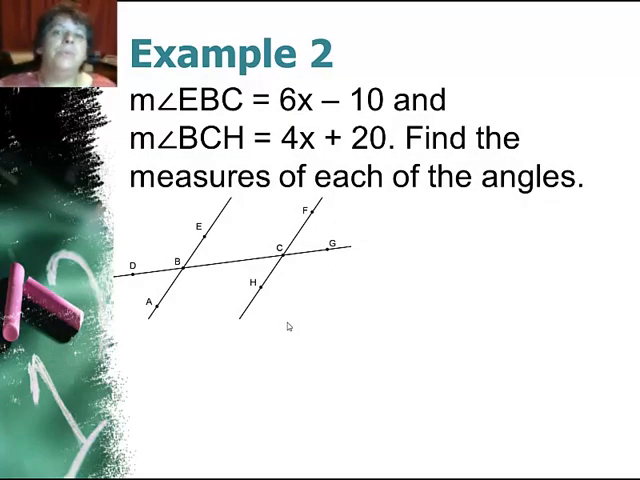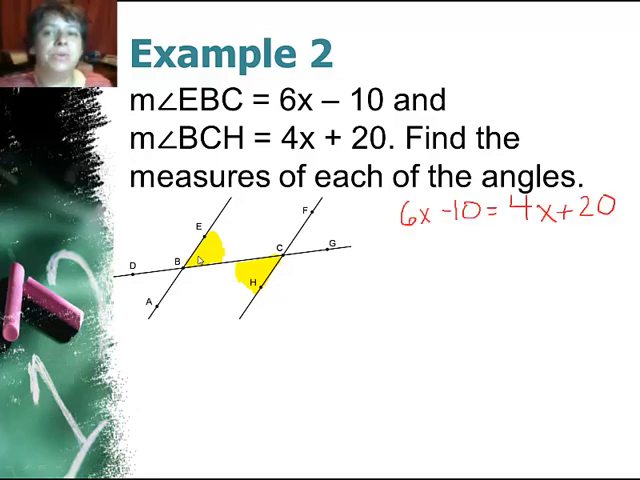In example 2, we're looking at two angles, angle EBC and angle BCH, which I've highlighted here. And they say that EBC is 6x minus 10, and BCH is 4x plus 20. Well, the types of angles that I have here, they are on the interior, and they're on alternating sides of the transversal. One's above it, one's below it. Since they're alternate interior angles, that is on our list of congruent angles. And you can also tell all the acute angles, when you look at the transversal, all the acute should be congruent and all the obtuse should be congruent.